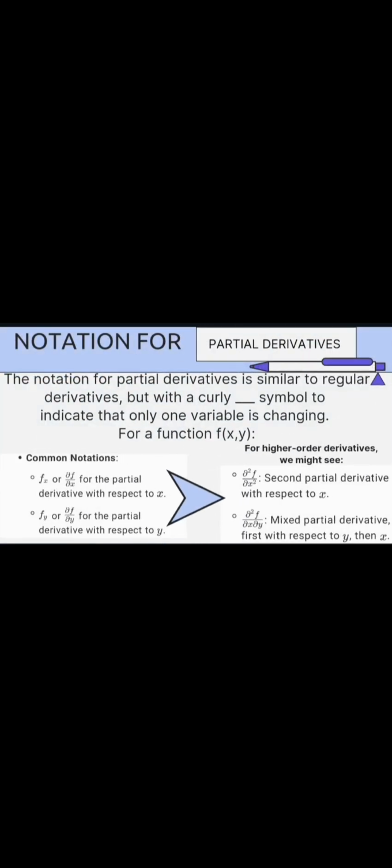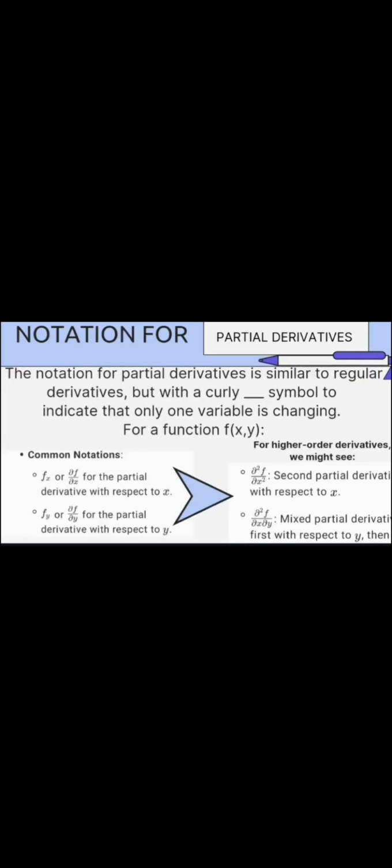Notation for partial derivatives. The notation for partial derivatives is similar to a regular derivative, with a curly symbol to indicate that only one variable is varied for a function of x and y. Common notations: f sub x for the partial derivative with respect to x; f sub y for the partial derivative with respect to y. Let's proceed to higher order derivatives. We might see the second partial derivative with respect to x, and the second mixed partial derivative, first with respect to y, then x.